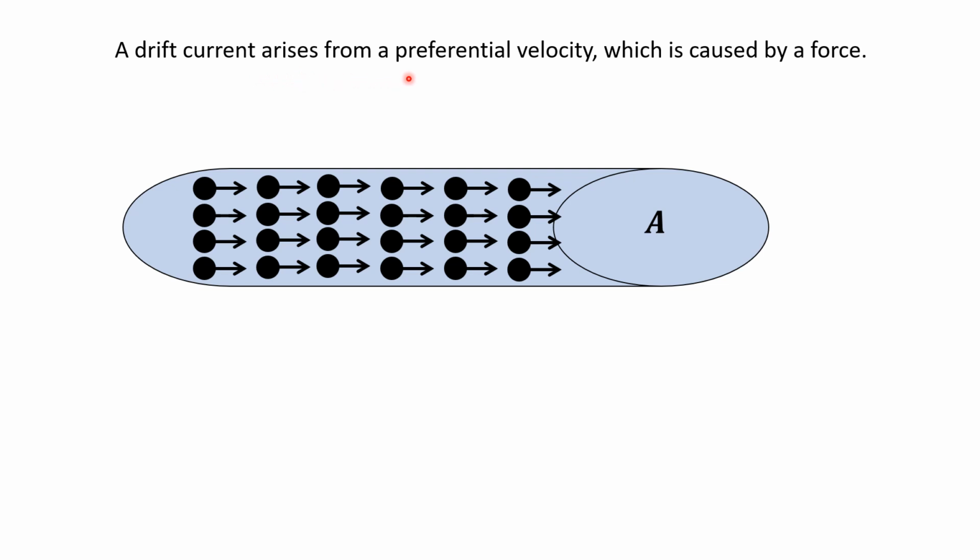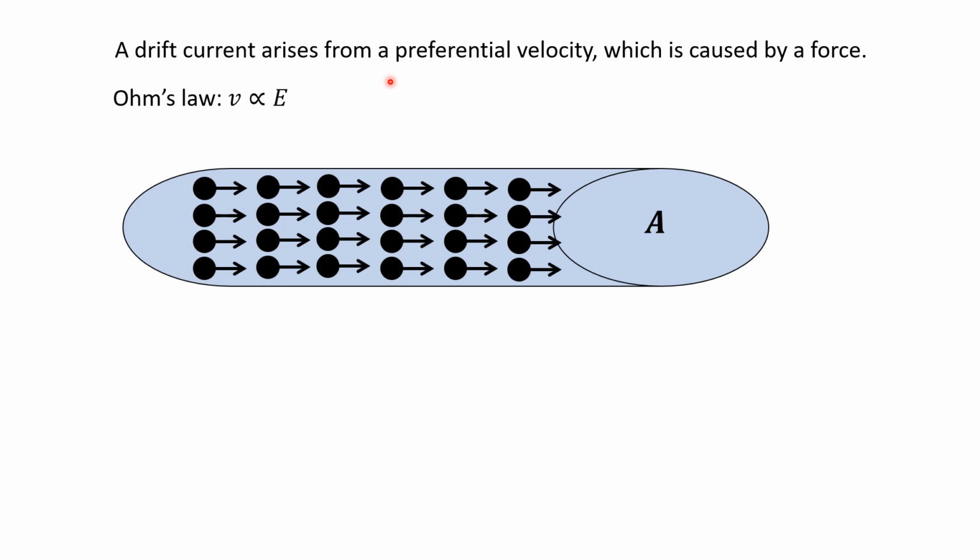Now, usually, the velocity is caused by a force. For example, if the particles are electrons, then the relationship between the velocity and the force is given by Ohm's law, which states that the velocity is proportional to the electric field. But that's not what we're interested in this lecture. In this lecture, we're going to assume that there is a preferential velocity.